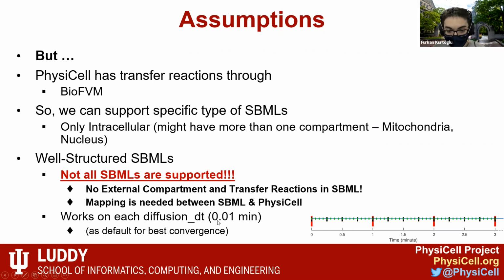Right now, because we are making the transfer reactions, the uptake or excretion, in 0.01 minutes, as a default the SBML solver uses 0.01 intracellular dt. So do we have any questions about this one? And then I will go to the integration design.